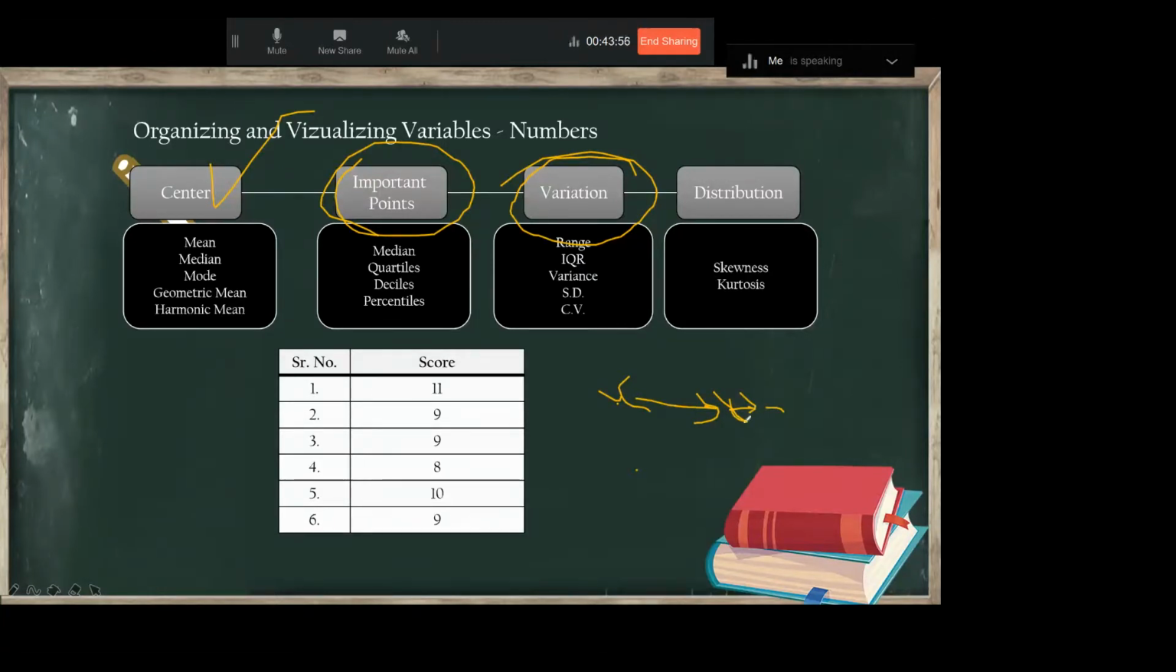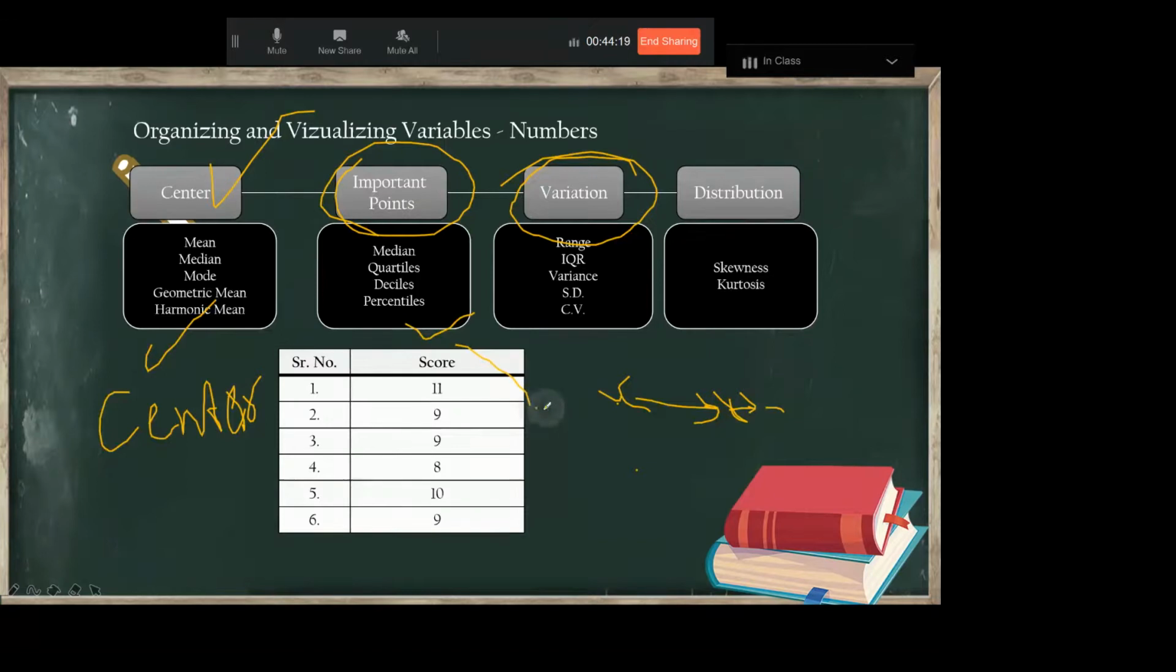So we can say that when we were talking about central tendency, we were trying to identify the center point of the data. And in measures of position, we aim to identify the position. So here we define the center, right?